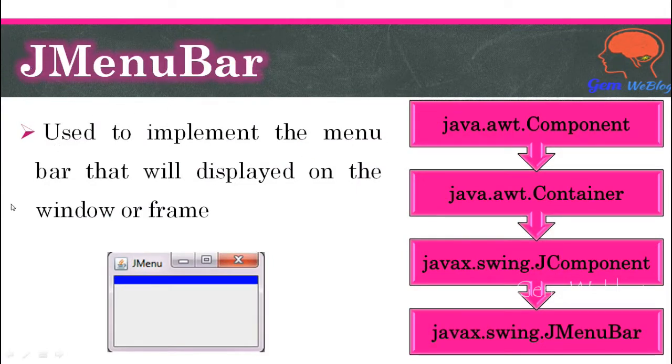Now we'll discuss the purpose of JMenuBar. It is used to implement the menu bar that will be displayed on a window or frame. When you talk about hierarchy, JMenuBar has been derived from the JComponent package.